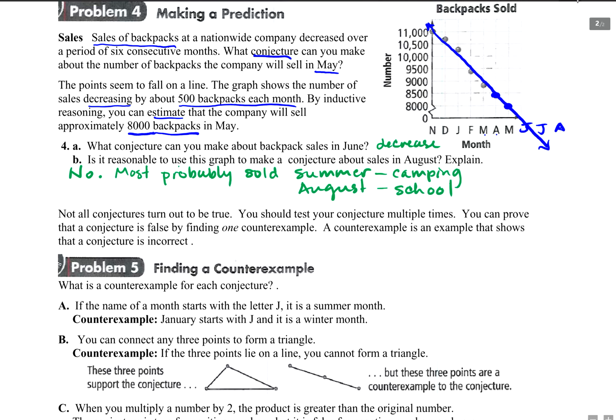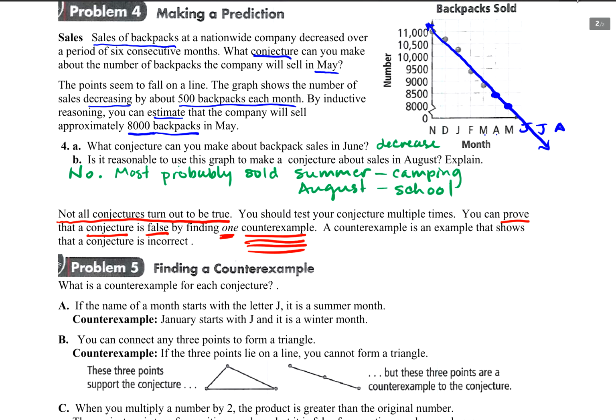You have to think about what factors, even if you have a lot of data points like we did, are going to affect that. So it's good to remember that not all conjectures turn out to be true. You should test it multiple times. You can prove a conjecture false by finding one counterexample.